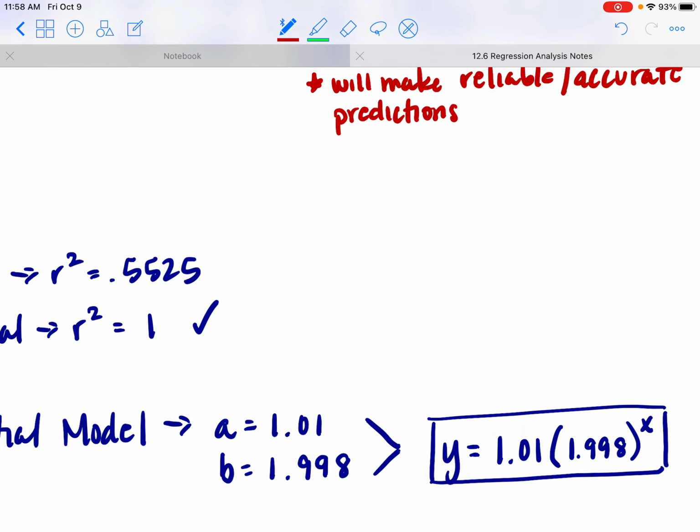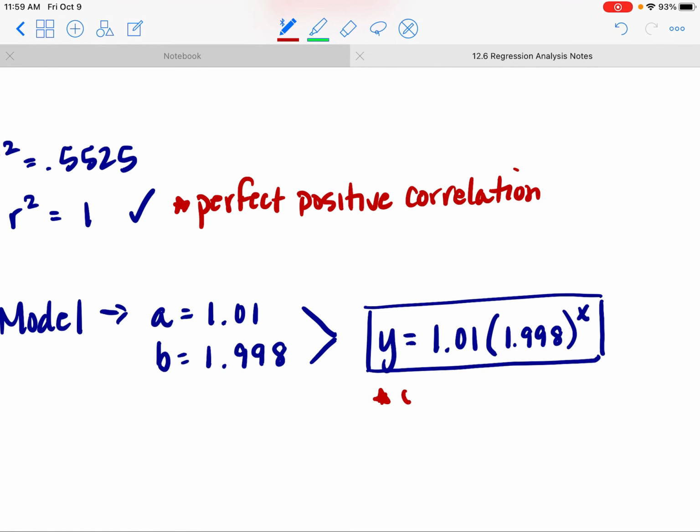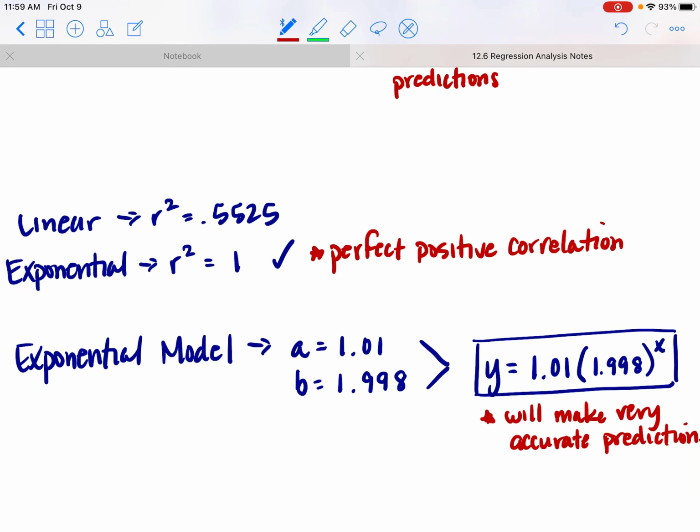Okay, and the same thing here. This is going to be a perfect positive correlation, which means this model is going to make perfect predictions, okay? Very accurate predictions. Whereas in this second one, if we had chosen to use the linear model, which we absolutely could have, we could have used a line. It just would mean that when we make predictions, they're not going to be as accurate because the data doesn't really follow that type of model. Okay? So hopefully that makes sense.